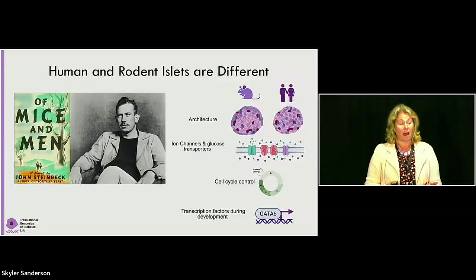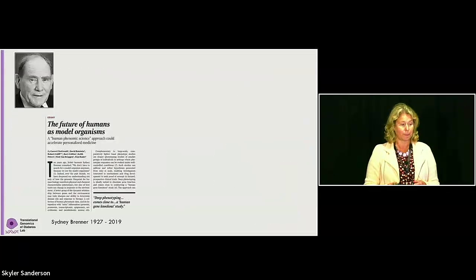We see differences in their architecture, in the number of ion channels and glucose transporters that are present, in how cell cycle is controlled, and even, and importantly during pancreatic development, the roles of transcription factors are very different. So this really speaks to the need to have good human models if we're going to be able to move from those genetic discoveries to understanding what's happening at the level of the human islet.